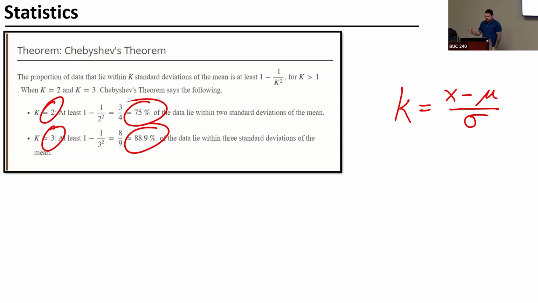Any questions? Okay. So let's jump into 3.3, measures of relative position.